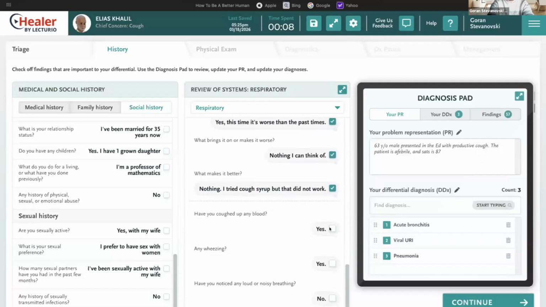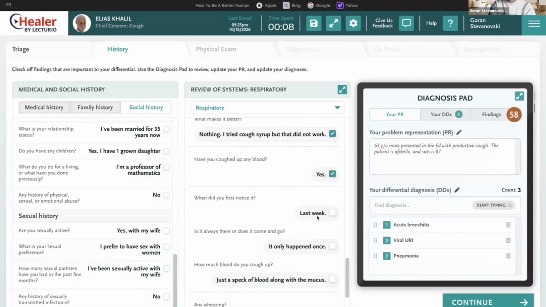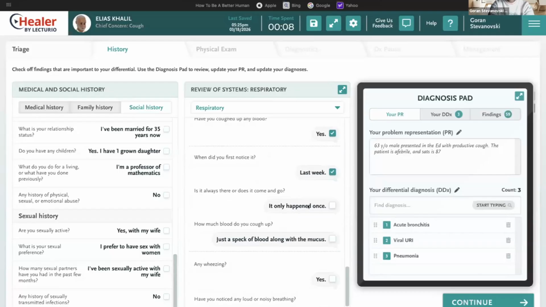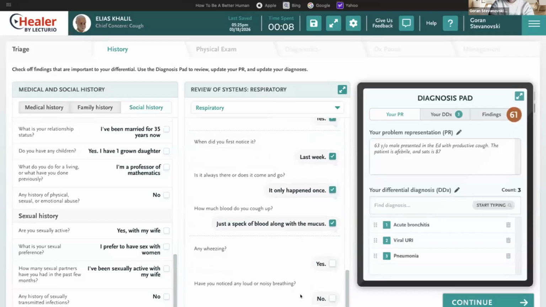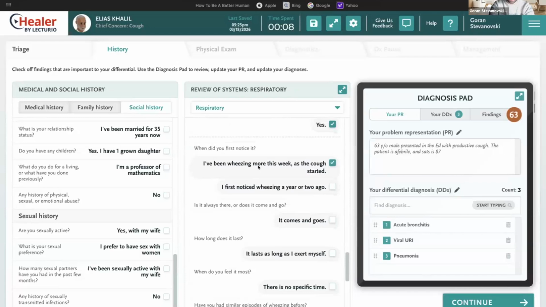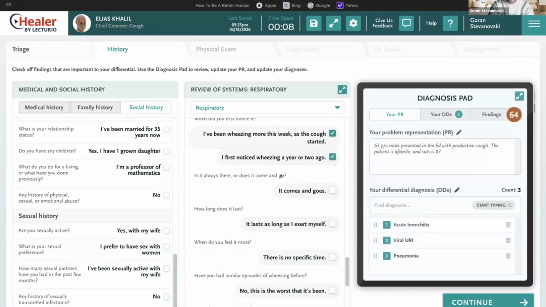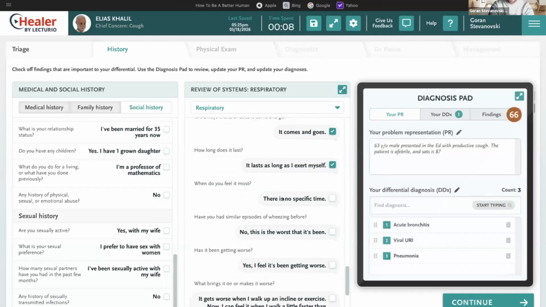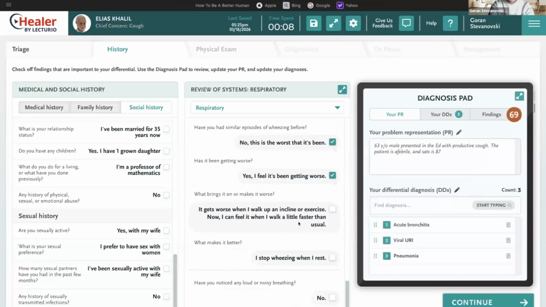Now, has he coughed up any blood? He actually has coughed up blood last week. It happened once, a speck of blood along with the mucus. He has wheezing, also very important. He has wheezing more this week as the cough started. He started noticing this a year ago. It comes and goes, lasts as long as he exerts himself without specific timing, and it's been getting worse.